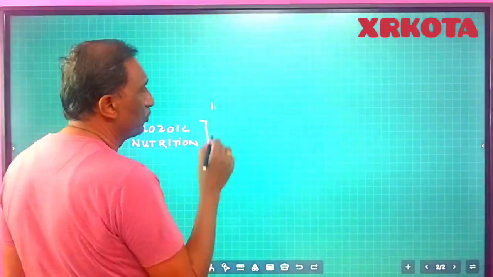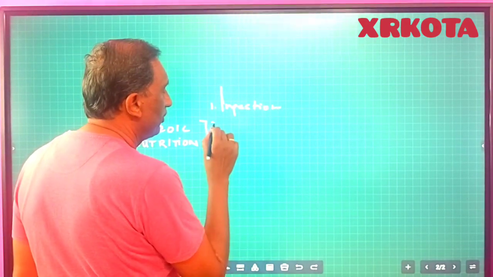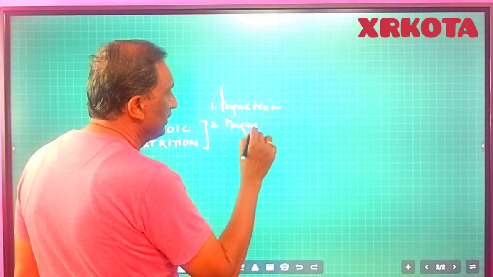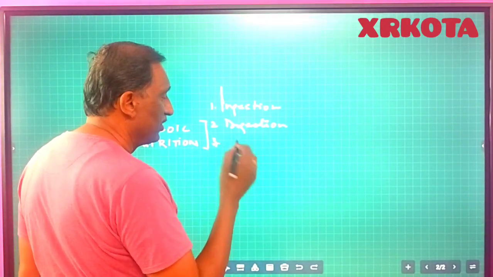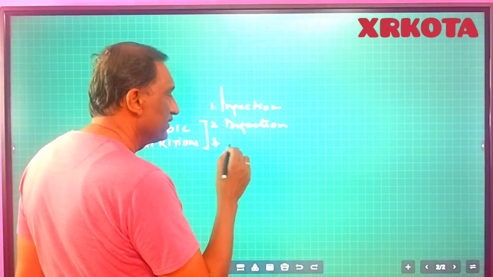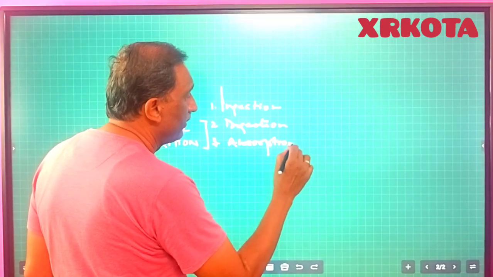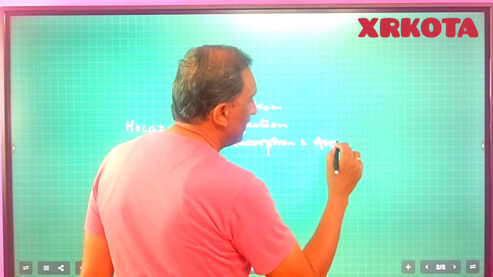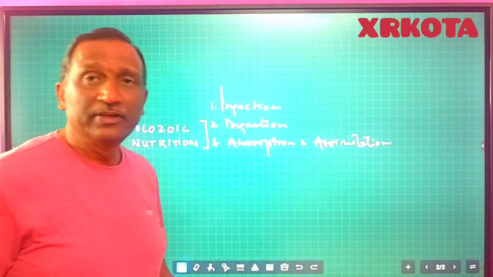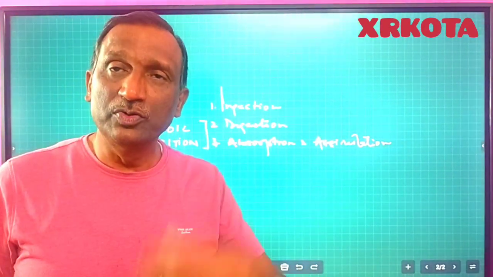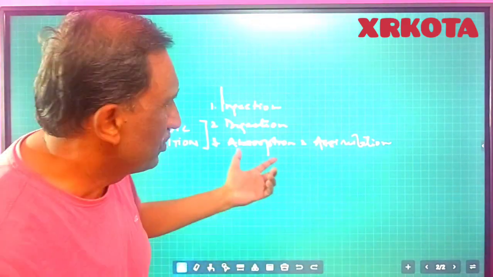Holozoic nutrition completes in four steps. First is ingestion, intake of food. Second is digestion, breaking of complex food into simpler substances, simpler nutrients, those basic molecules. And the third is absorption and assimilation. Absorption is taking the basic molecules, the nutrients, into the body, into the cells, into the bloodstream, from where it will go to the cell. That is all called absorption.